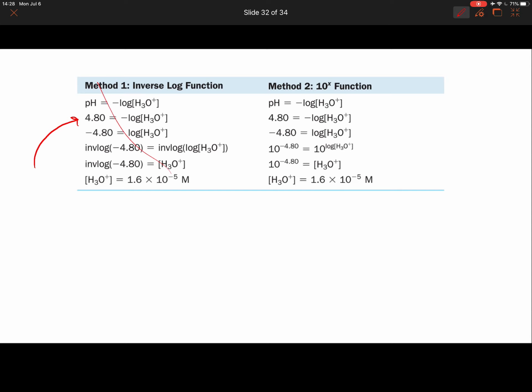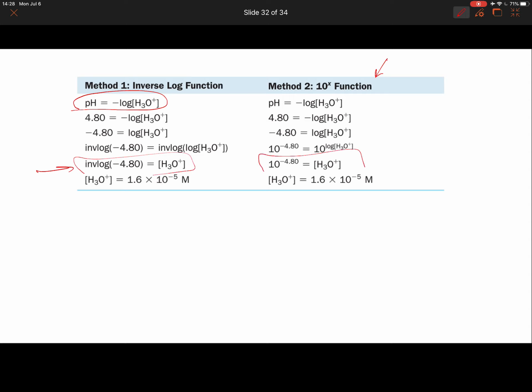Yeah, don't use the inverse log function. Use the 10 to the, well, it doesn't matter which one you use. I use this one. So I'm sorry, let me show you what I'm trying to tell you. Due to this equation, if pH is equal to the negative log of the hydronium concentration, then we can actually rearrange for hydronium on its own down here in this equation.